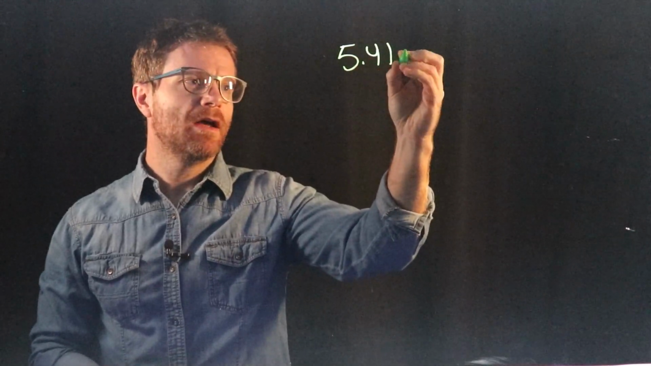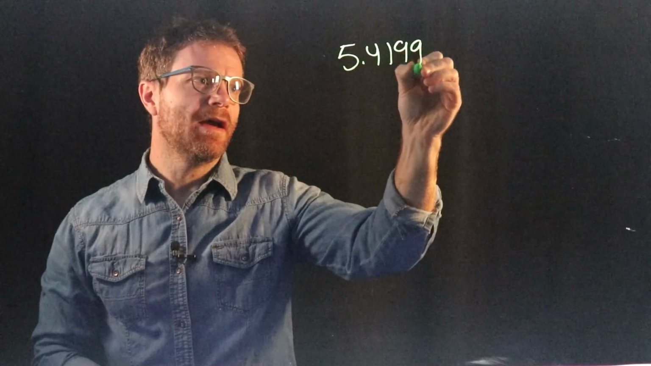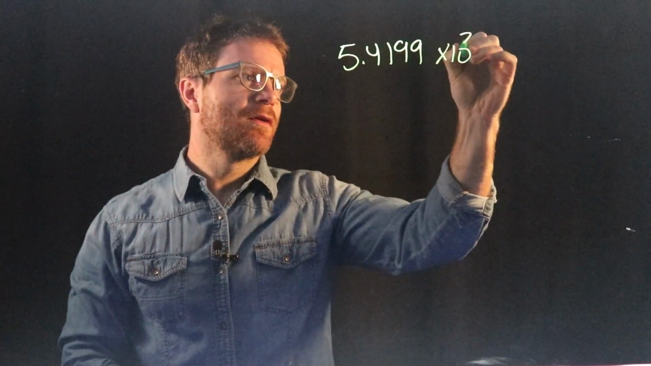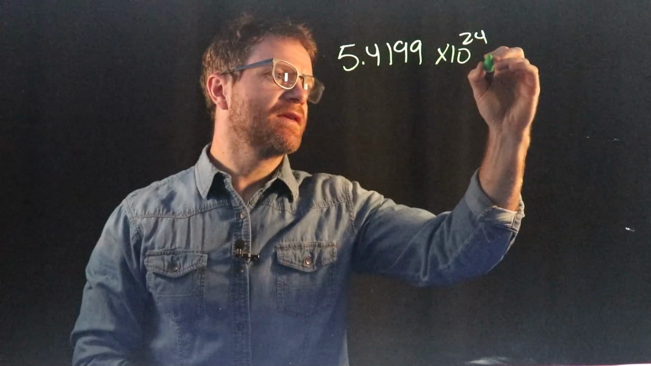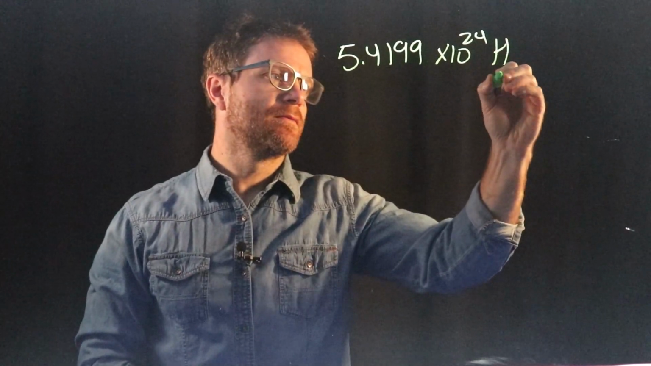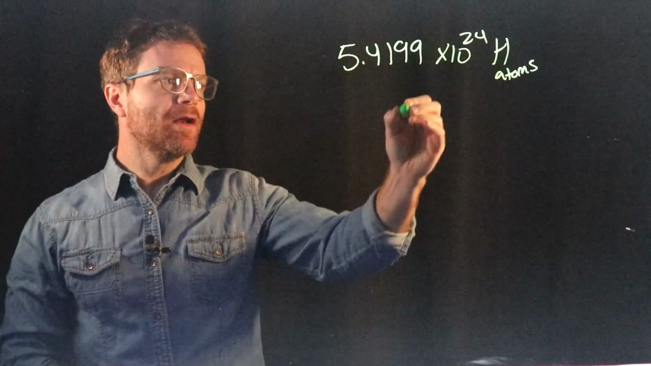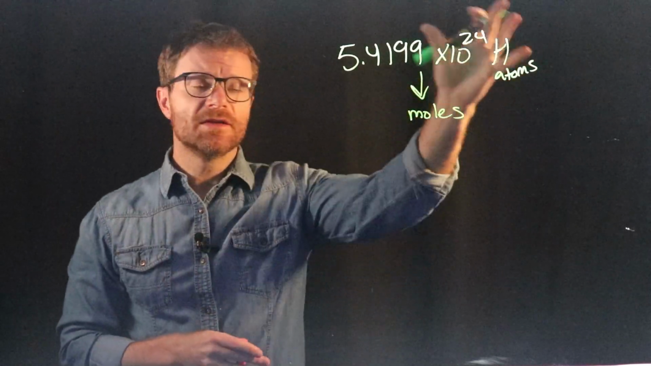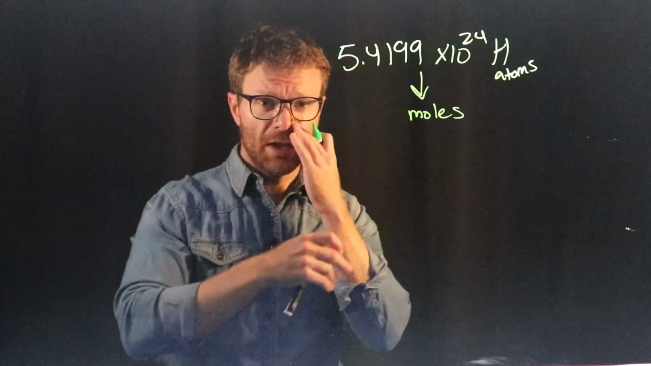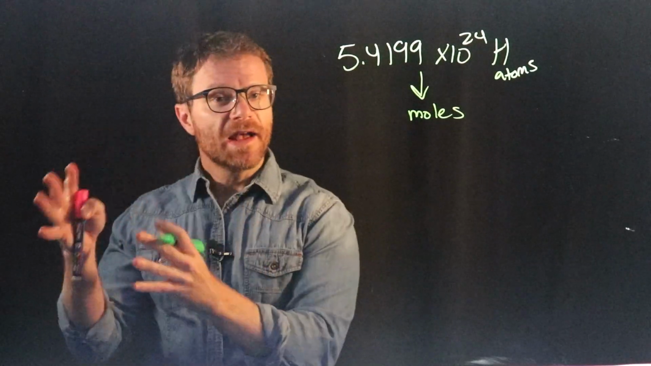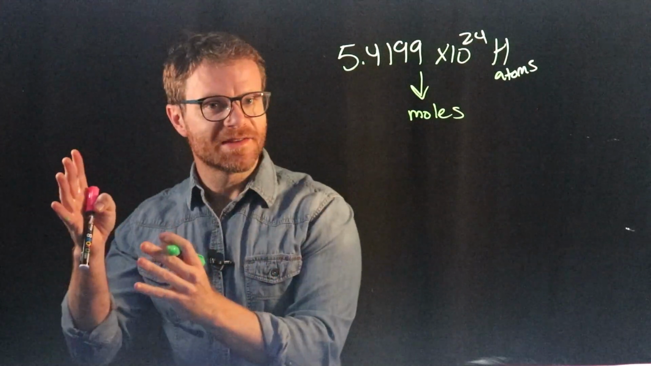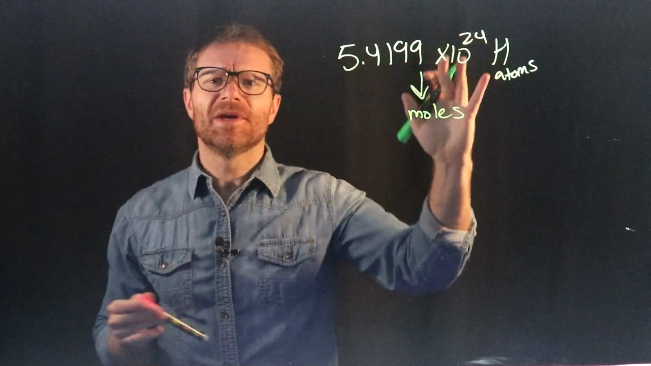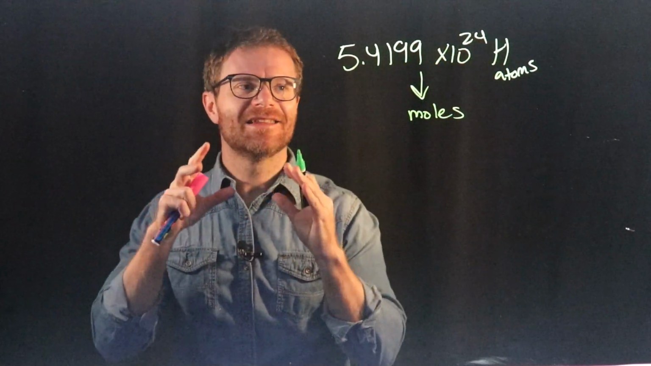Let's do another conversion problem. This time, let's say I have 5.419 repeating, we'll call it 5.4199 times 10 to the 24th, hydrogen atoms. And we want to know how many moles that is. Well, again, this is a unit conversion problem using a counting unit. It's no different from that last problem we did with, was it dozens? Yeah, with dozens. It's just the number's bigger this time. So we're going to set it up exactly the same way.